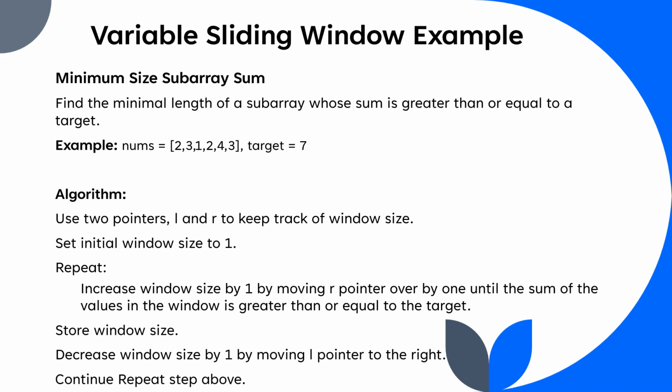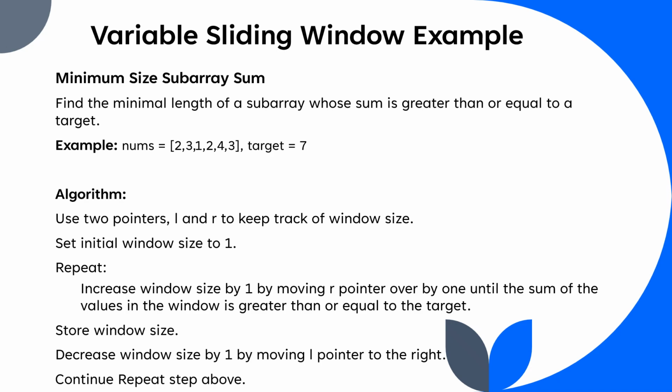Now let's take a look at a variable sliding window example. So in this problem, we want to find the minimal length of a subarray whose sum is greater than or equal to a target. In our example here, we have an array called nums, and our target is 7. So we want to find any subarray of any size that has a sum of at least 7. And then our solution is, of those subarrays with a sum greater than or equal to 7, which one has the minimum length.